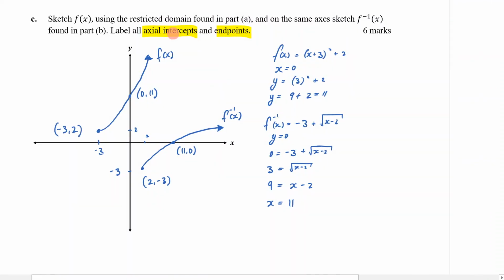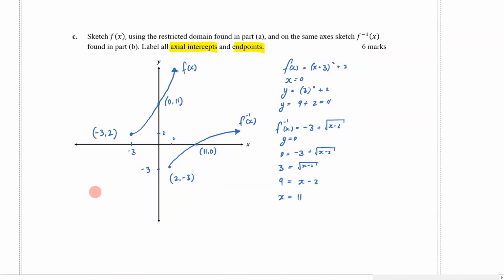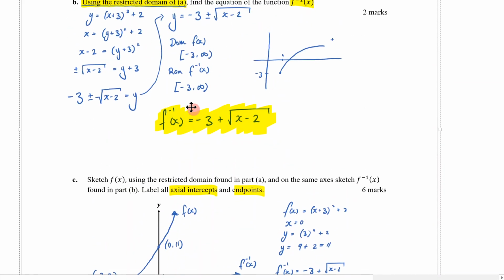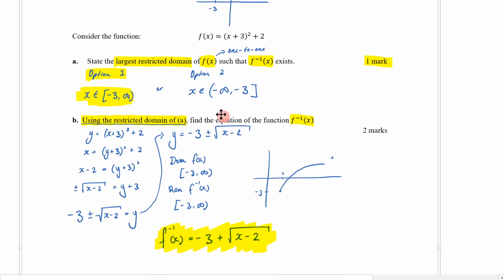So as you can see, I've labeled my axial intercepts here and here. I've labeled my endpoints. I've labeled both graphs, so it's all very clear. Everything is written as coordinates, which is the custom. And yeah, that's how you would approach these types of questions. So a really big takeaway, make sure that you are using the restricted domain when you're graphing. Make sure you're labeling the axial intercepts and the endpoints. Make sure you're labeling what each of the graphs are. And then when you're finding the inverse, make sure you don't leave it as plus or minus. And just be very careful, use sketching if appropriate to help you find those answers.